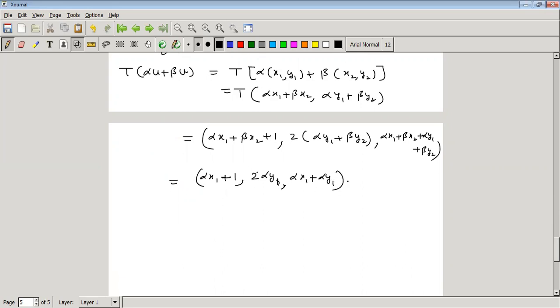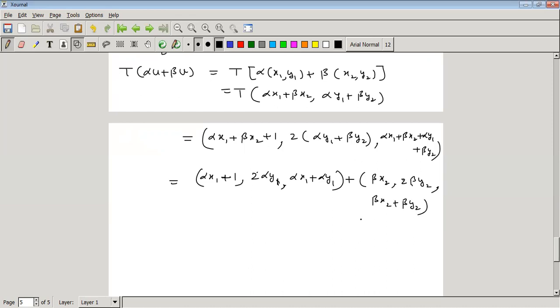This is our first. Second, beta x2 plus 2 times beta y2 plus beta x2. Even I write beta x2 comma 2 times beta y2 comma beta x2 plus beta y2.